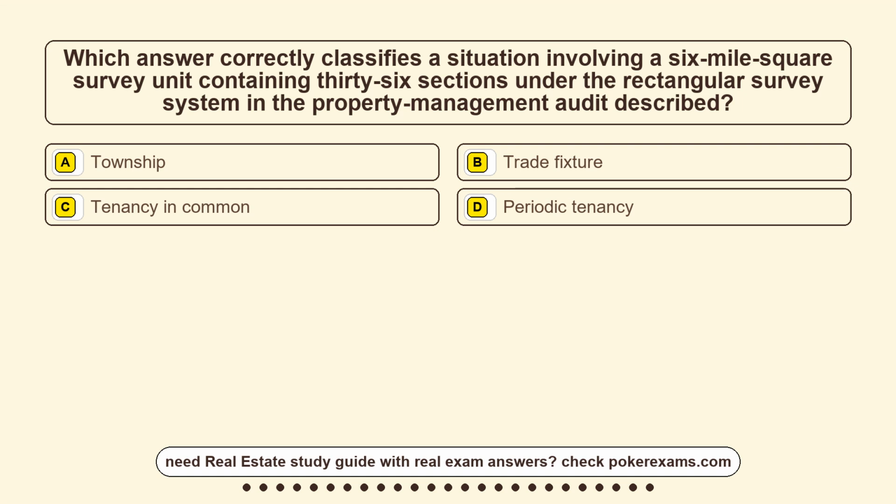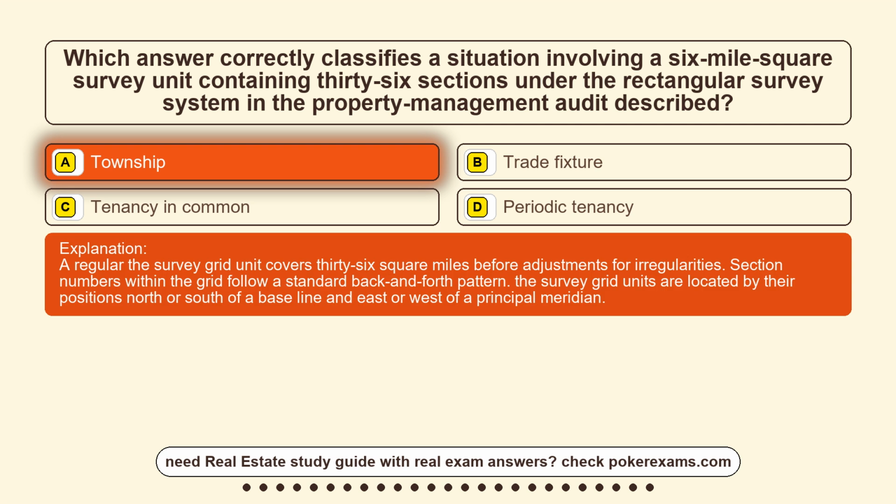Question 9. Which answer correctly classifies a situation involving a 6-mile-square survey unit containing 36 sections under the rectangular survey system in the property-management audit described? Option A, township. Option B, a trade fixture. Option C, tenancy in common. Option D, periodic tenancy. The correct answer is option A, township.